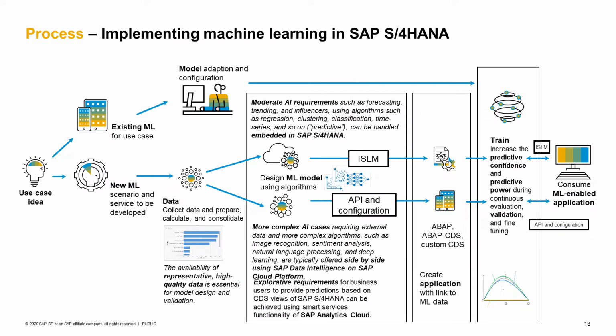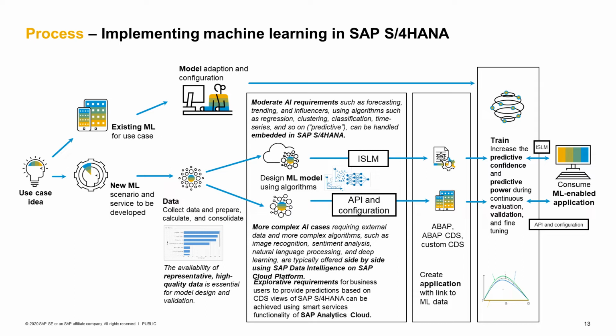This is an extension of the earlier slide with the technologies that are used behind these processes. So in the first model, we have moderate AI requirements. Let us now go into the use case. Now you have a particular use case. You know there is an existing machine learning solution or a service available for this particular use case. You can adapt the model and do the proper configuration. And as you see on the top, you can directly train your model, and based on your confidence levels and the model fine tuning, you can deliver the results.